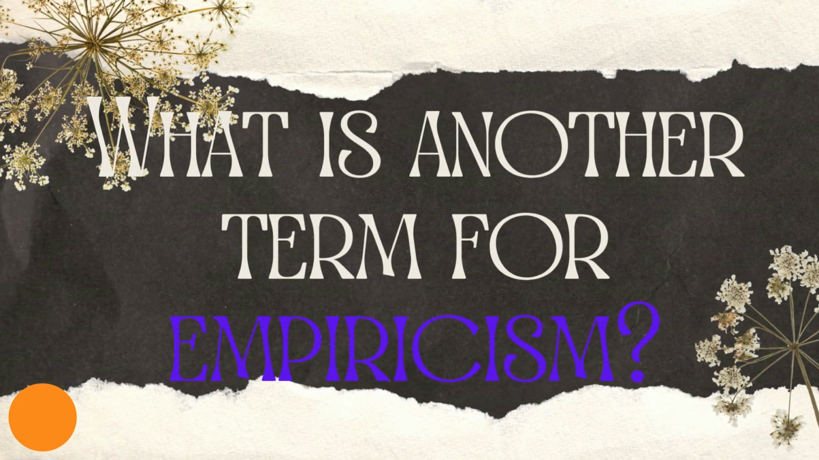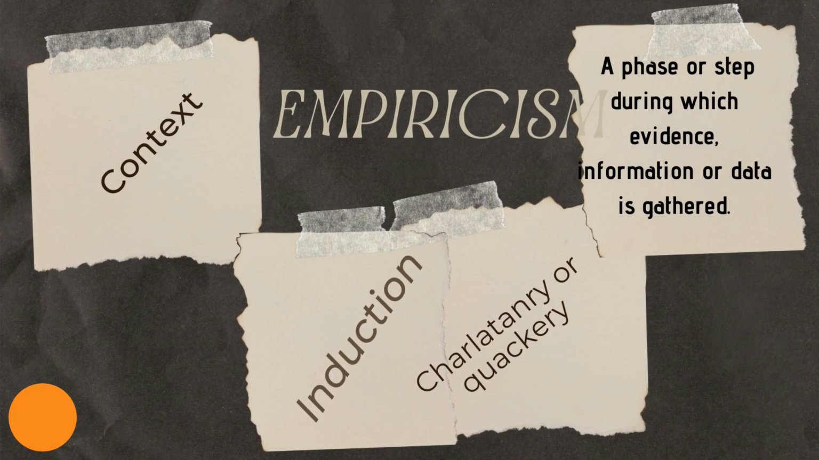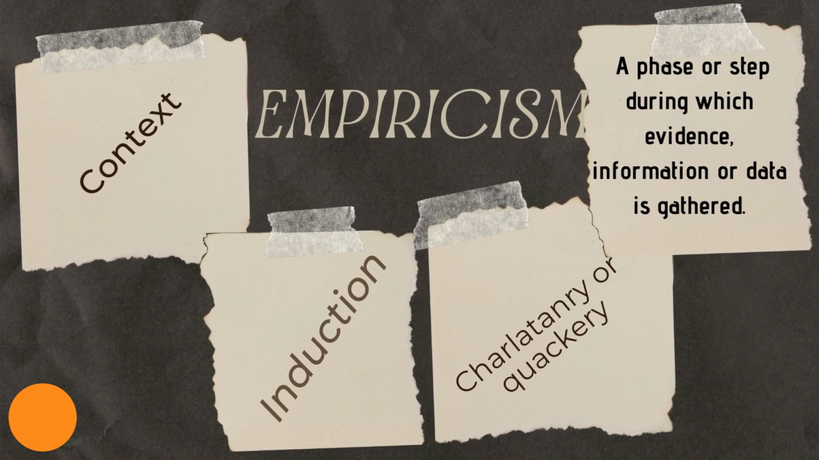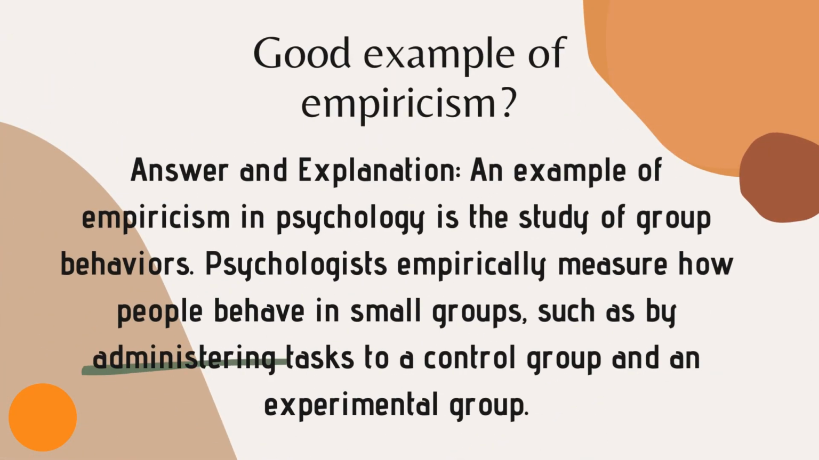And what is another term for empiricism? Here are the terms: context, induction, charlatanry or quackery, a phase or step during which evidence, information, or data is gathered. So, what are the good examples of empiricism? A good example of empiricism in psychology is the study of group behaviors. Psychologists empirically measure how people behave in small groups, such as by administering tasks to a control group and an experimental group.